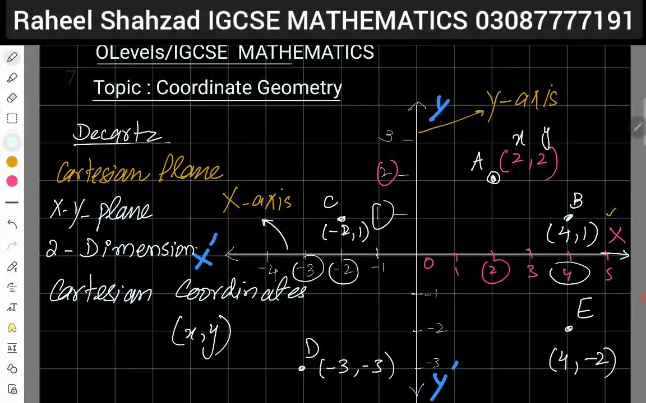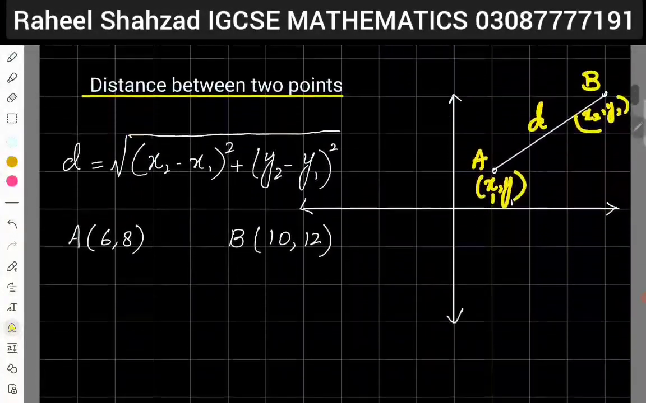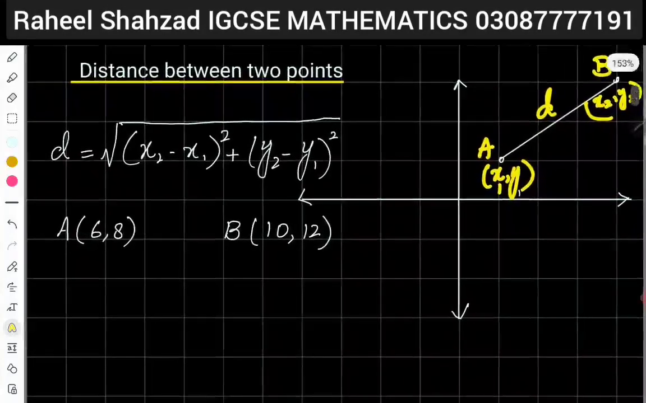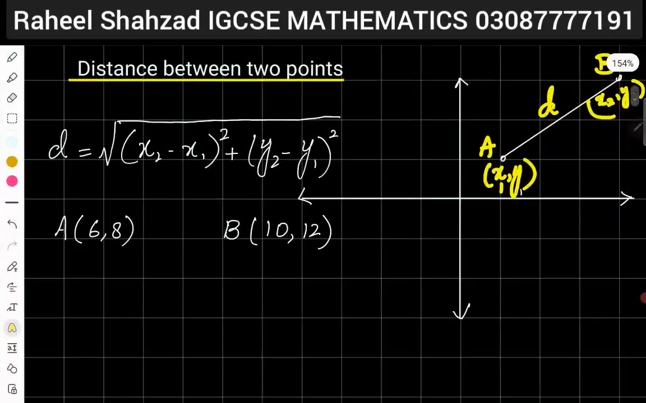So first of all, you should know how to locate coordinates on the x-axis and y-axis. First you have to look at its x coordinate and then its y coordinate, right? The second thing we need to know in coordinate geometry is the distance between two points.